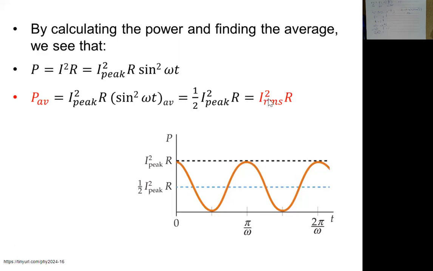That would be equal to, if you are using the root mean square, okay, because the root mean square quantity is 1 over square root 2 of the maximum. So then if you square it, it becomes 1/2 of the maximum, okay. So the average power consumed by a resistor in the circuit is I root mean square quantity squared times R, okay.